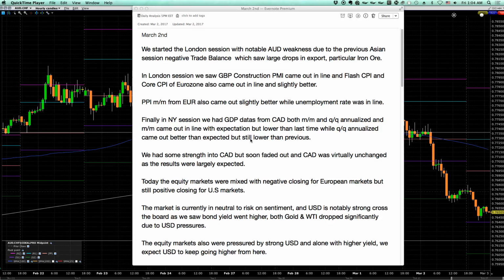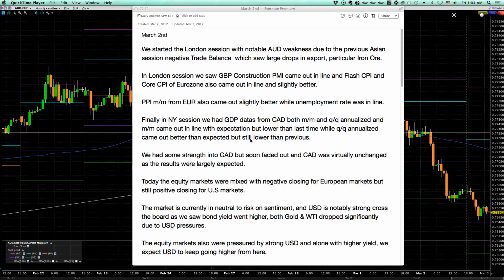So of course, that was not good news, and the market consecutively sold off the Australian dollar all the way from the Asian session until the New York session. Even until now, the Australian dollar is still the weakest currency. I wouldn't say it's a big surprise, because the Australian dollar was already at a very high level. So it's going to drop, and when it drops, it's going to drop very, very largely.